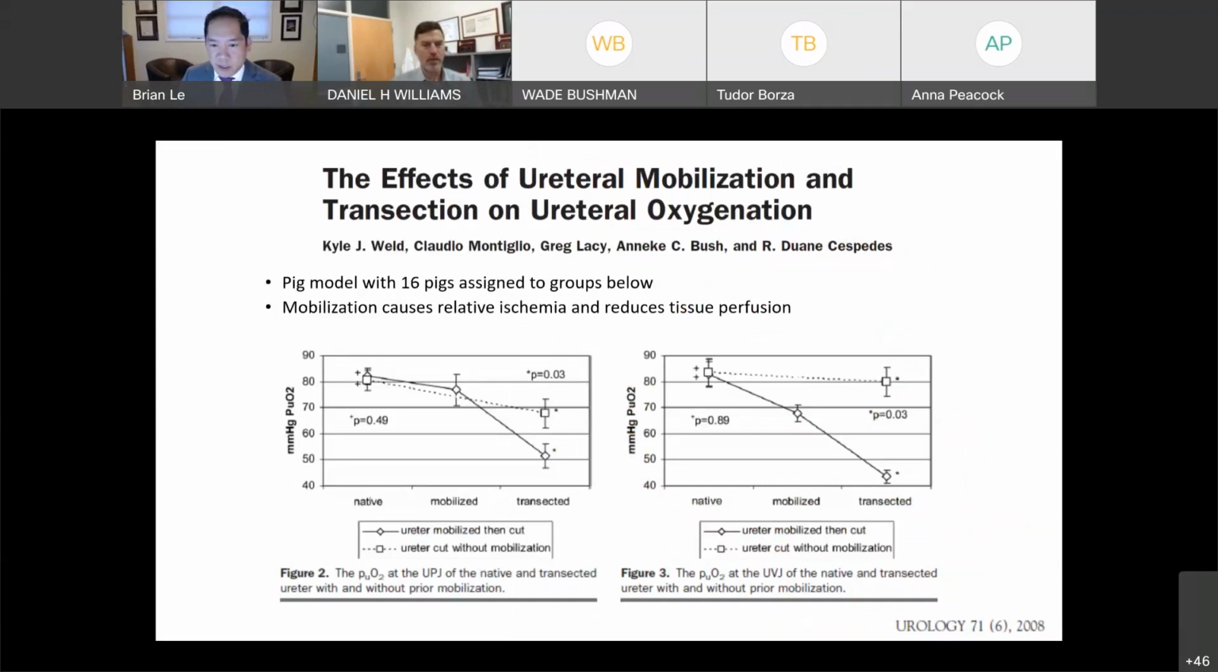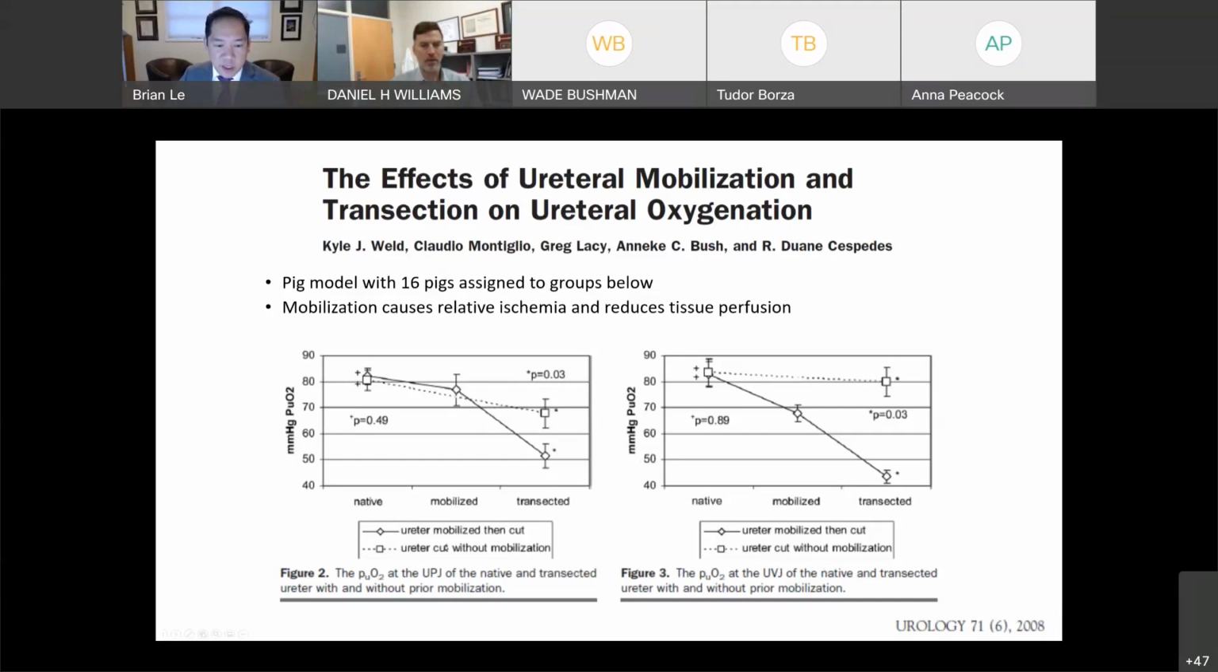So this was a study where they did a pig model, 16 pigs. They assigned them to either having their ureter just transected, so just cut, or mobilized followed by transection. And they placed an oxygen detection probe in the ureter to see what happened to the partial pressure of oxygen. On the left side, they're looking just at the UPJ, and on the right side, they're looking at the UVJ. So just two different sections of the ureter.